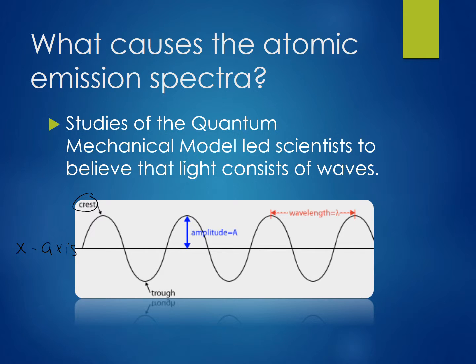It has a crest, which is the top part. When it goes above, it makes this hump. There's a trough, which is the bottom hump part of the wave. The height from the x-axis to the crest is called amplitude. And the distance from one crest to a second crest is the wavelength. The wavelength is represented through the Greek letter lambda.